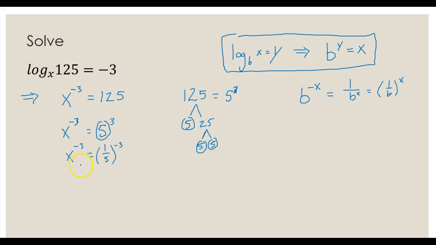Okay, so now our exponents are the same, and since these two expressions are equal, then the bases also must be the same. So x must equal 1/5. And that's how you do those ones. You remember doing those? Those are kind of fun, like a puzzle.